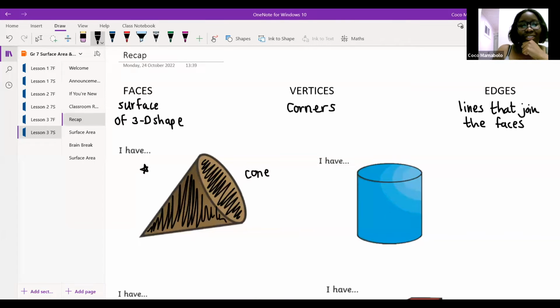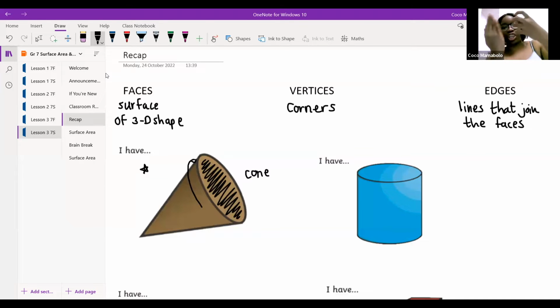I think it's a face. It's a face. Yes, it's also a face. Yeah, we've got another face. Okay. If we think about it, guys, this face that I have over here goes all the way around, right? Because if I'm holding a cone, I'm just holding one shape all the way around. So that makes up one face.